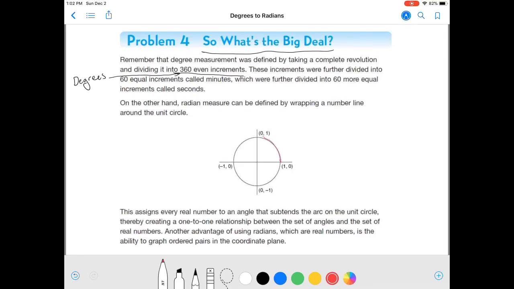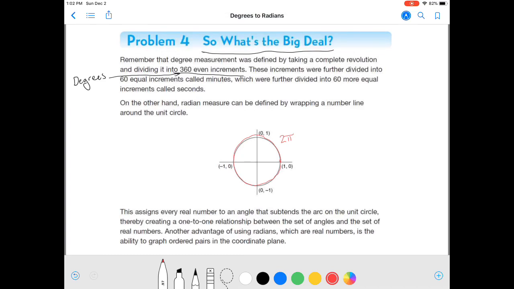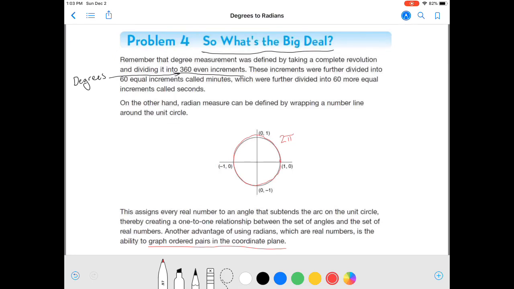On the other hand, we learned about the radian measure, and that's defined by wrapping a number line around the unit circle. Remember that distance was 2 pi. This assigns every real number to an angle that subtends the arc on the unit circle, thereby creating a one-to-one relationship between the set of angles and the set of real numbers. Another advantage of using radians, which are real numbers, is the ability to graph the pairs in a coordinate plane.